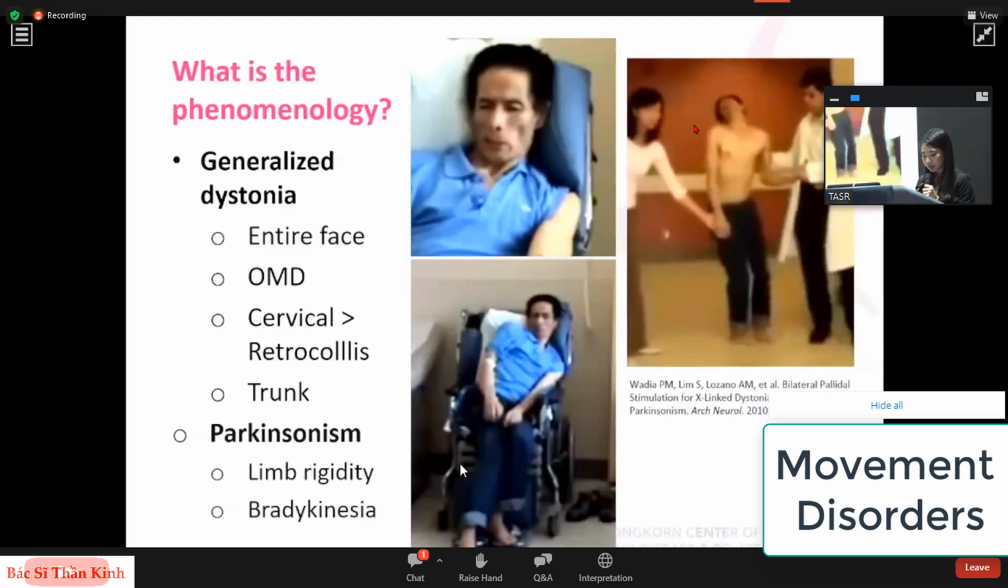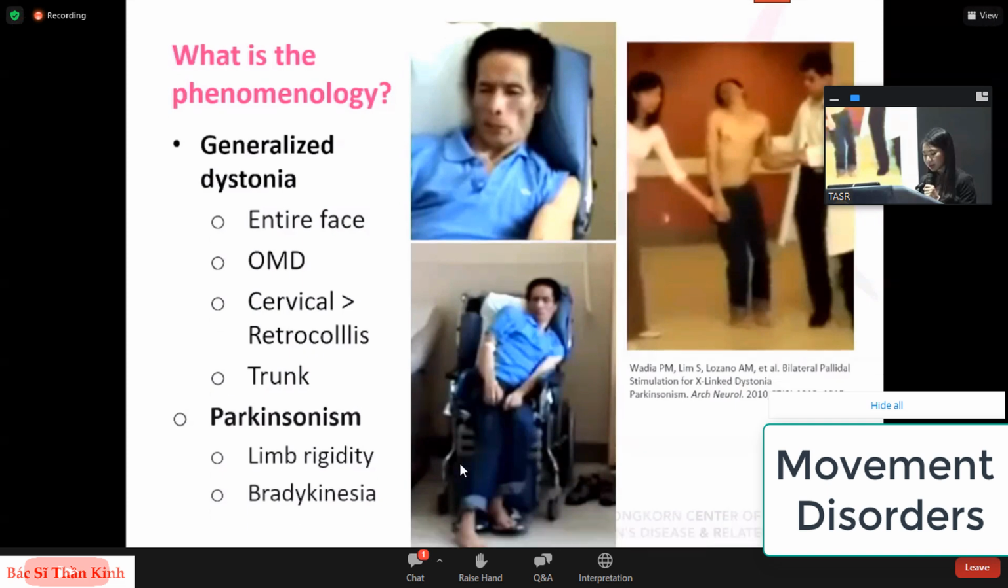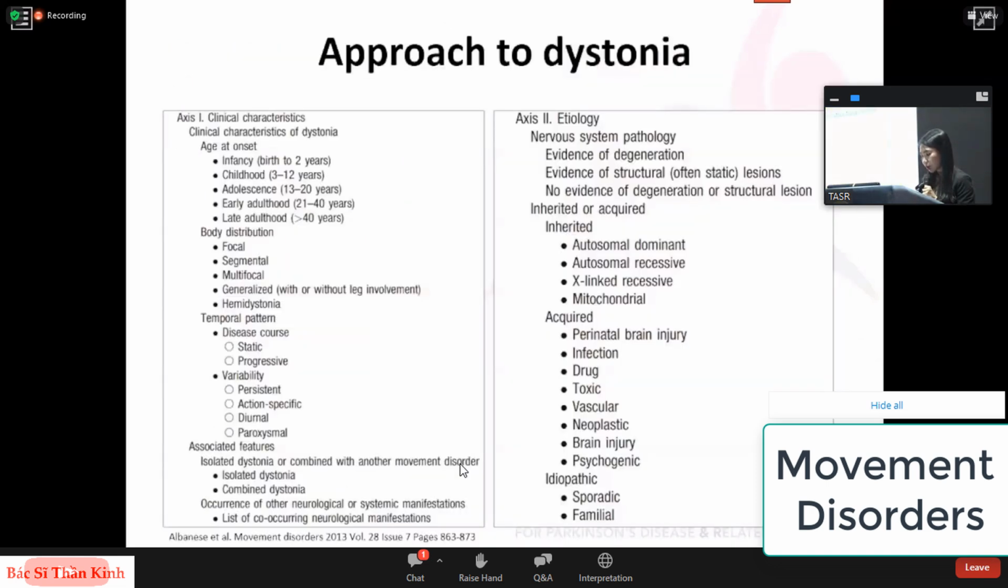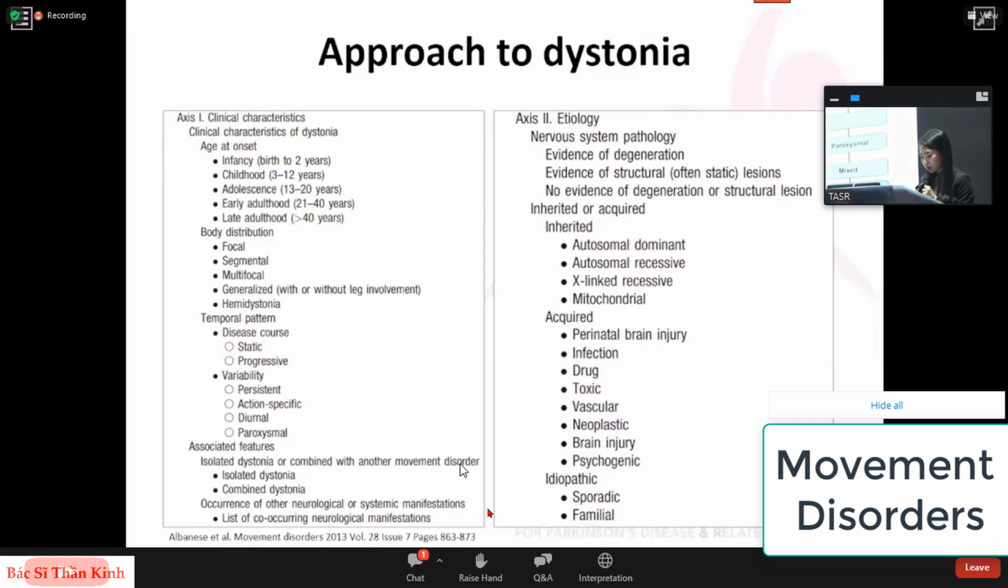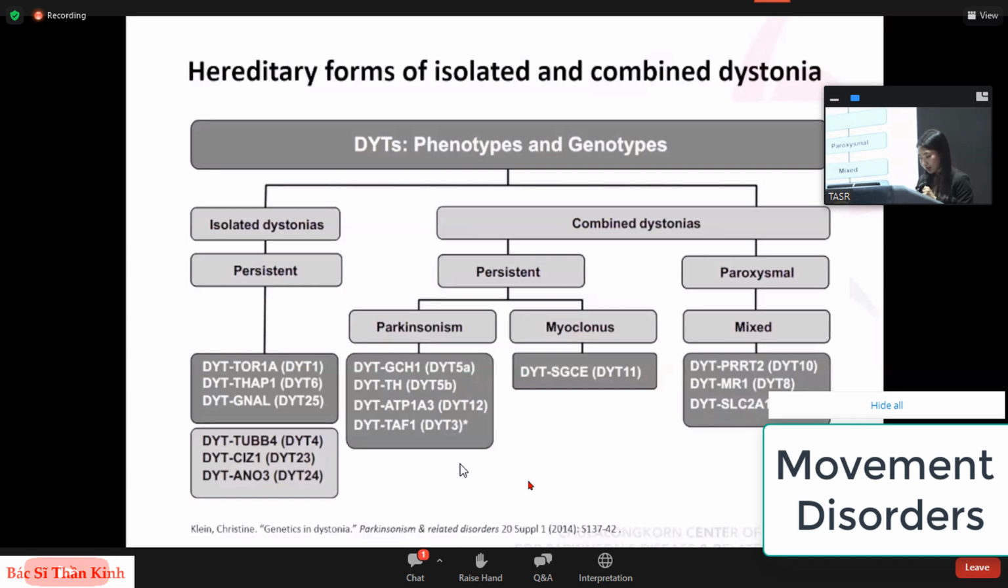Okay, so the phenomenology consists of generalized dystonia in the entire face, oromandibular dystonia, and the laterocollis of cervical dystonia, and also involves the trunk. And from the history and physical examination, he also developed Parkinsonism with limb rigidity and bradykinesia. So the history of chronic course in this case and generalized dystonia point to the hereditary causes of dystonia, which consist of various disorders.